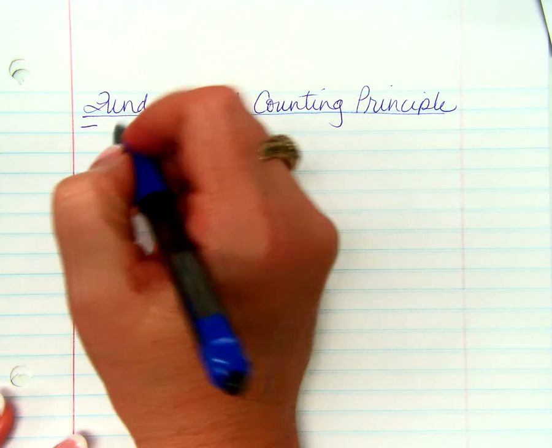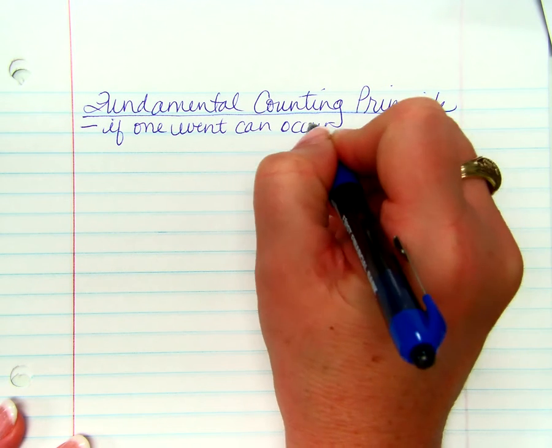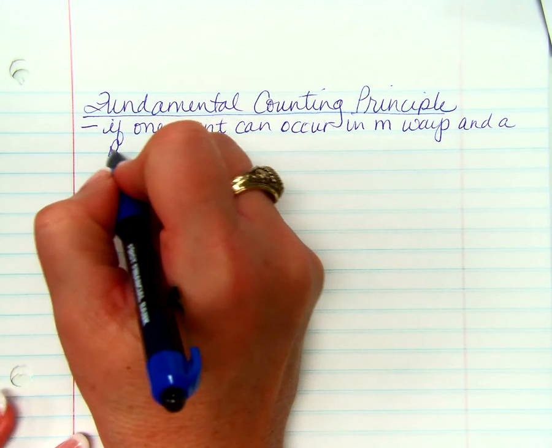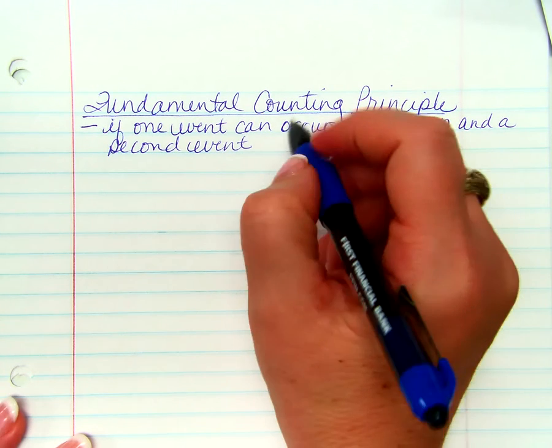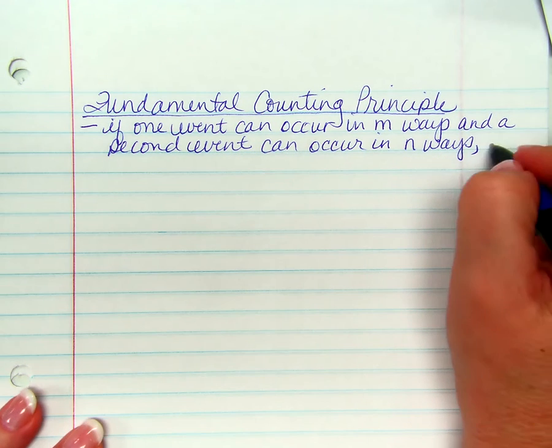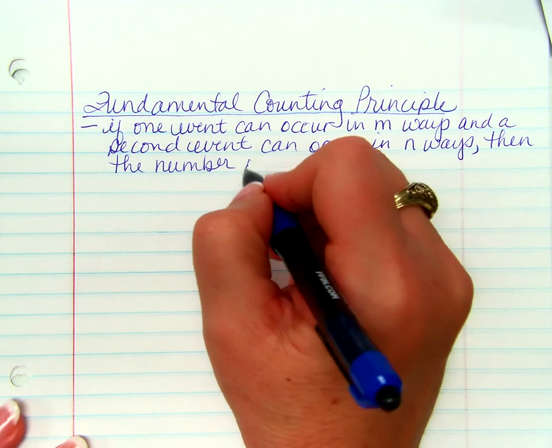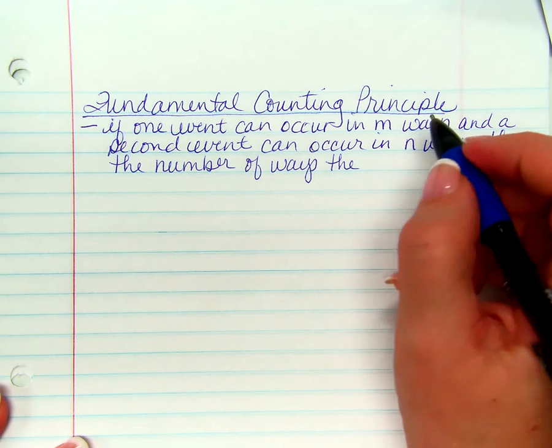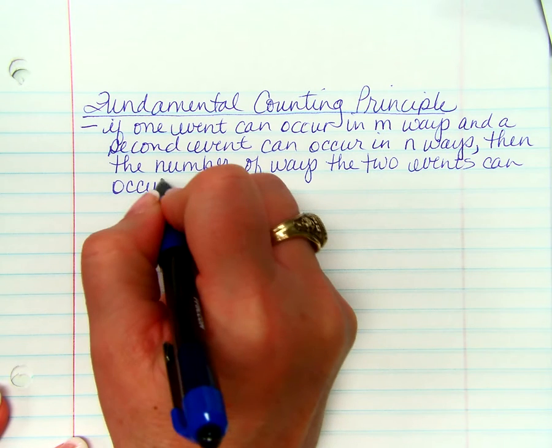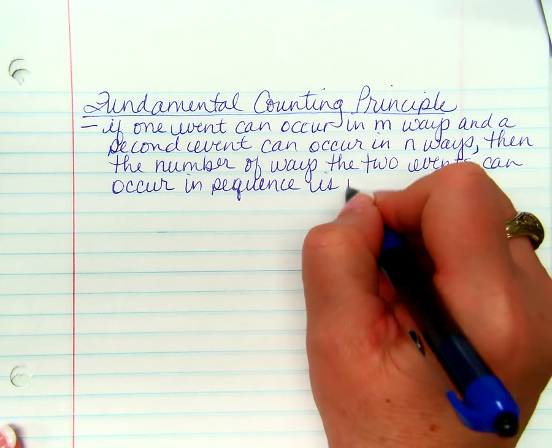Here's what the fundamental counting principle says. If one event can occur in m ways, and a second event can occur in n ways, then the number of ways the two events can occur in sequence is m times n.